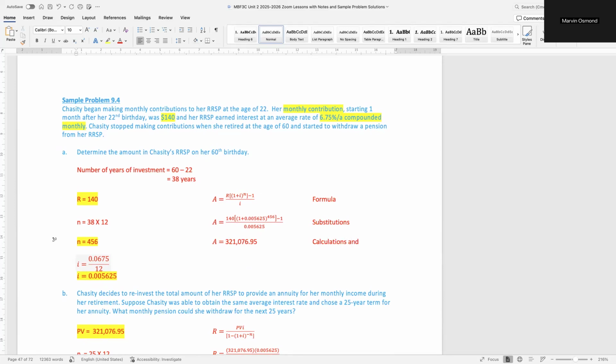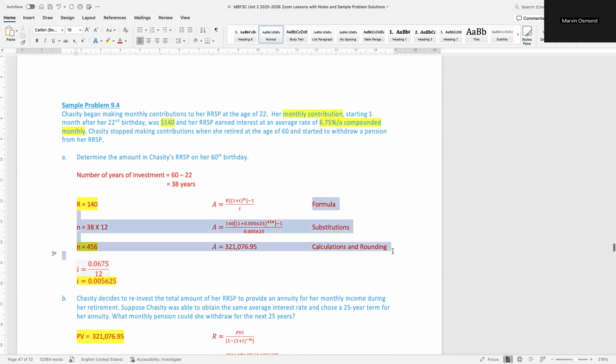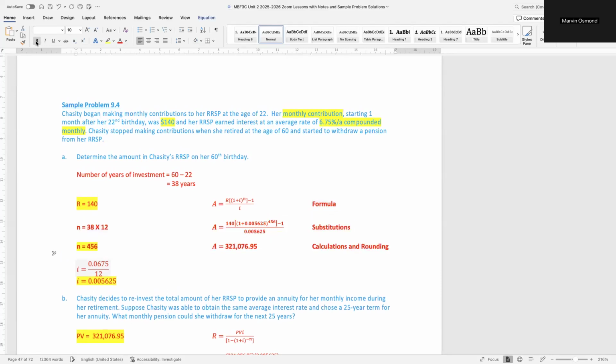Calculations and rounding. We don't need any of that bolded. So the formula is the amount is what I'm looking for. And this is the formula for the amount equals R, which is the monthly payments, times 1 plus I to the power n minus 1, all divided by I.